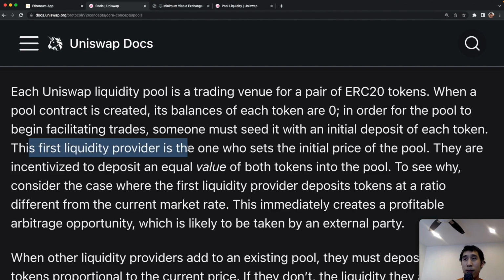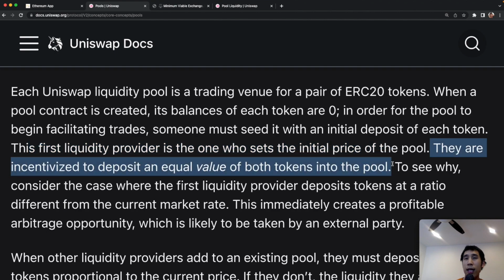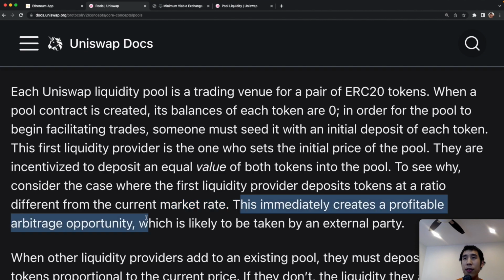The first liquidity provider sets the initial price of the pool. They are incentivized to deposit an equal value of both tokens into the pool. If their deposit ratio differs from the current market rate, then there's a profitable arbitrage opportunity.